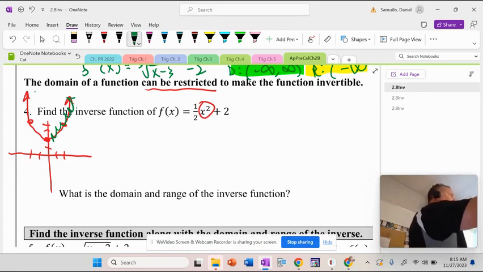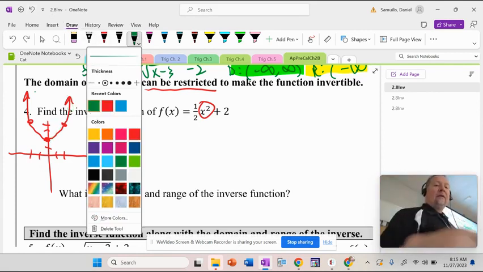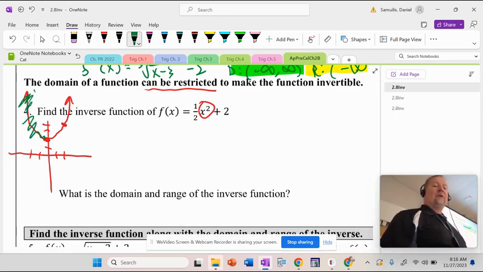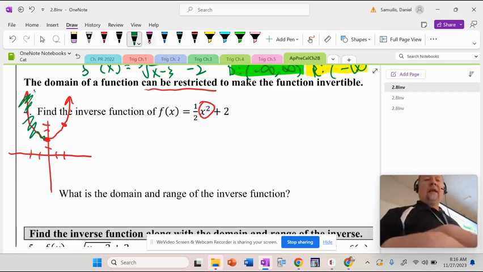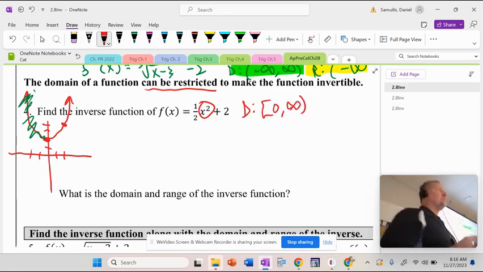So what we're going to do is eliminate this part of the graph. How do you just eliminate that? Well, you restrict the domain. We say we are going to ignore these inputs and say the domain of our original is only from 0 to infinity, not all real numbers. Then it destroys that part of the graph.